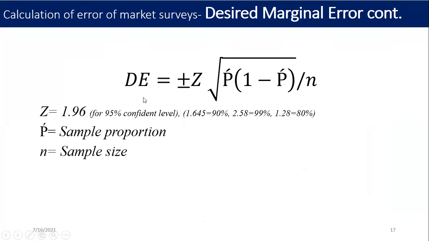And this is the equation. You need not remember this equation. If you have a question for your paper, I will give this equation.